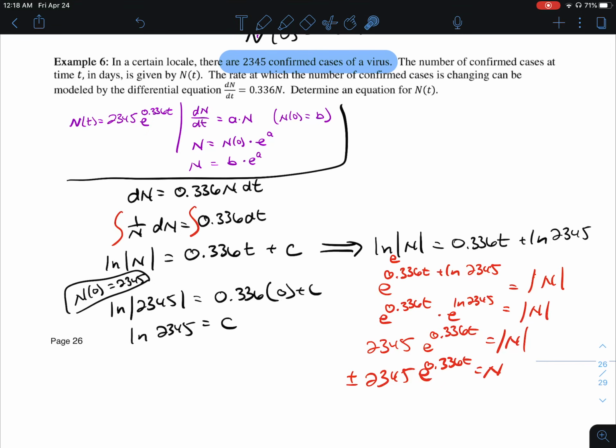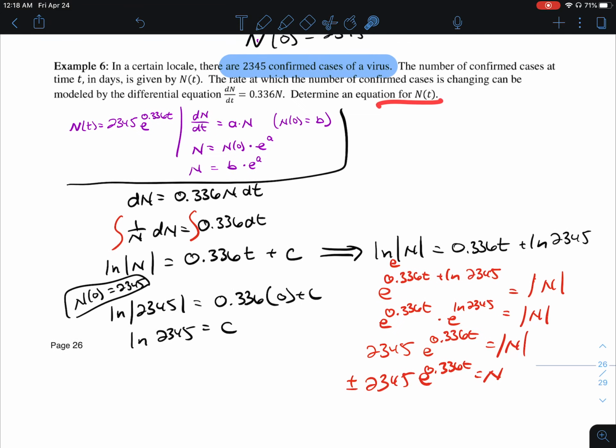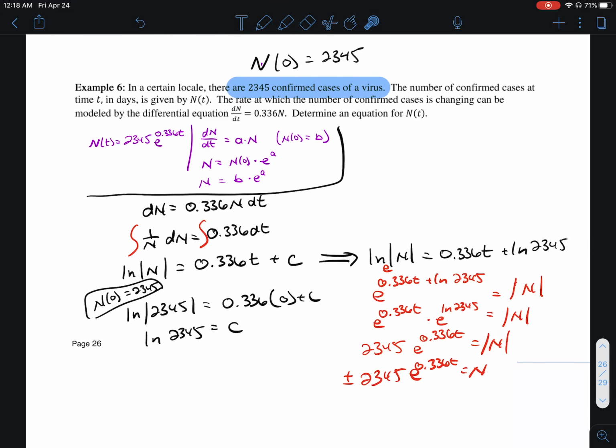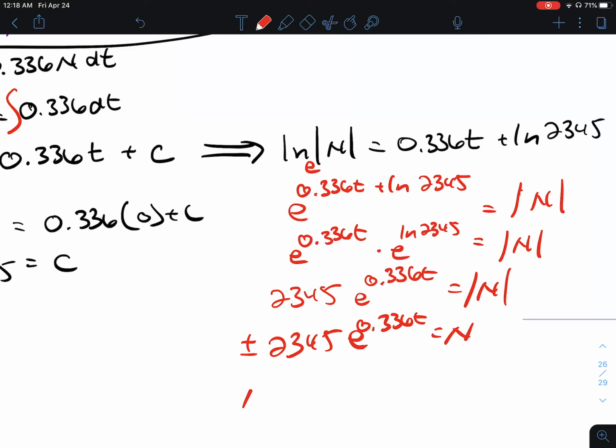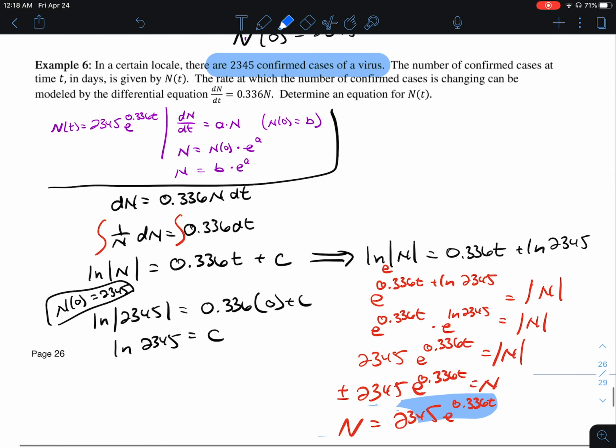And we were supposed to determine an equation for n of t, and we'd have to choose the one that includes this ordered pair, and the one that's going to include that is the positive version. So our final answer for this is this fella right here. My highlighter is not working well.